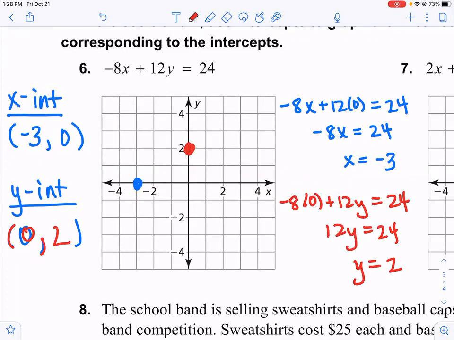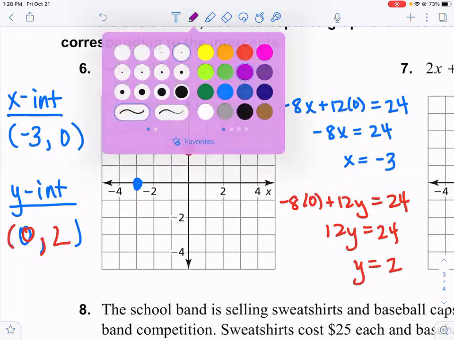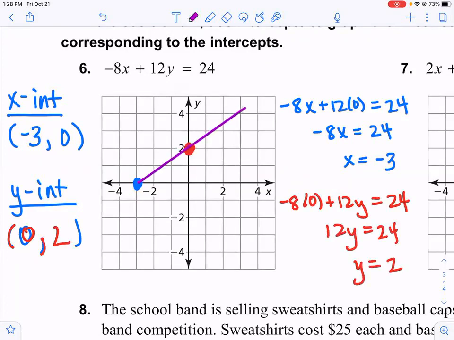Hey, can I draw a line? Sure. Is it going to be straight? It's going to be straight. Look at that. We have a line, and all we had to do was plug 0 in for y to get ourselves an x-intercept, and 0 in for x to get ourselves a y-intercept.